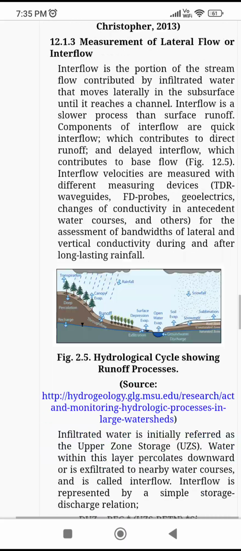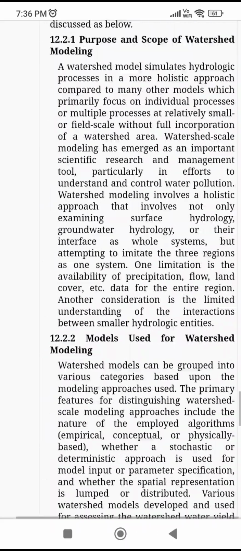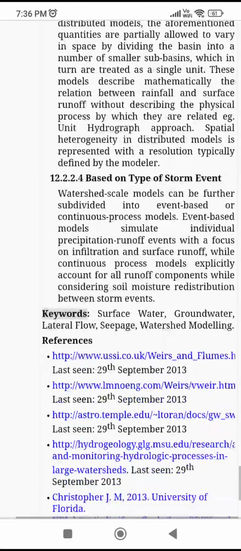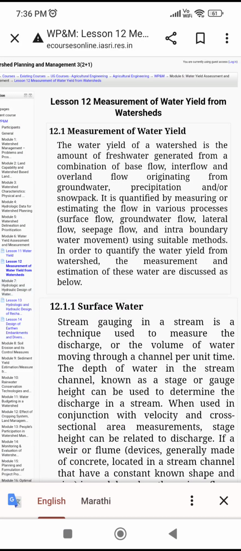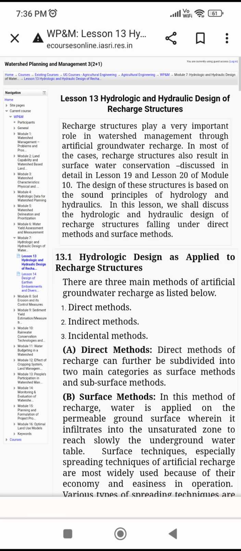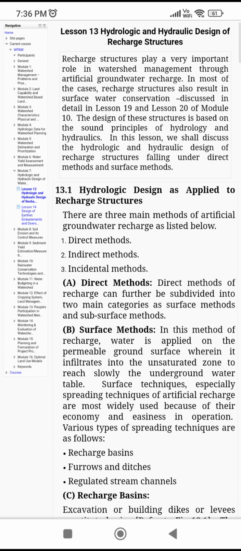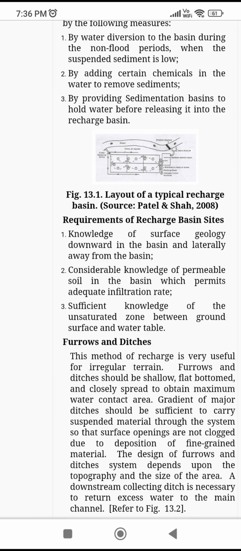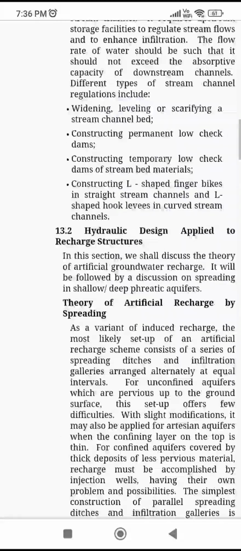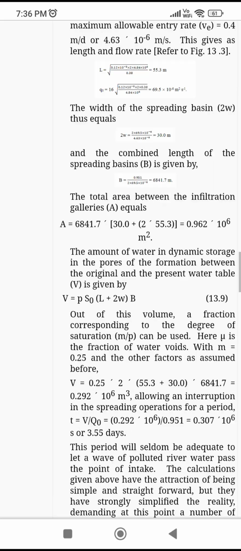So measurement of lateral flow or interflow. Then watershed modeling. So this is somewhat a practical approach, but in case of your exam, they will ask only theoretical questions. So hydrologic design is applied to recharge structure in this topic. In this topic, not that much important.